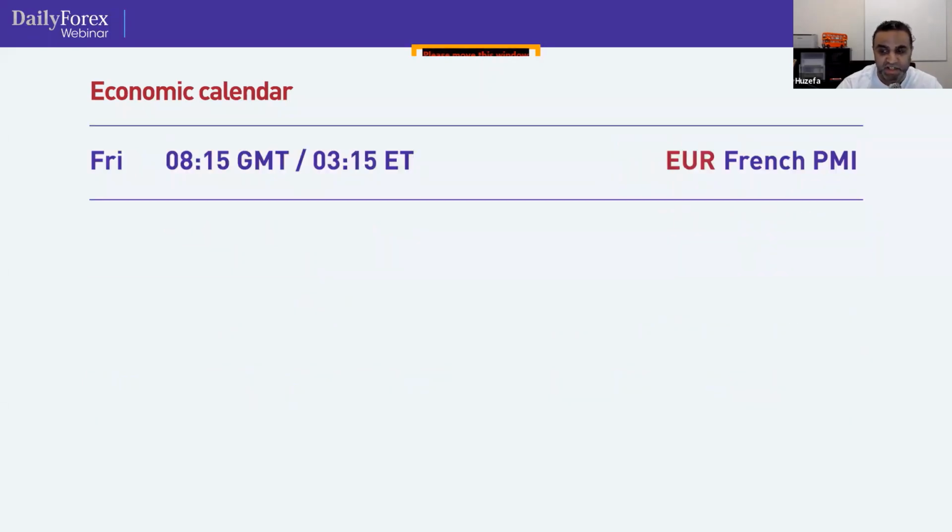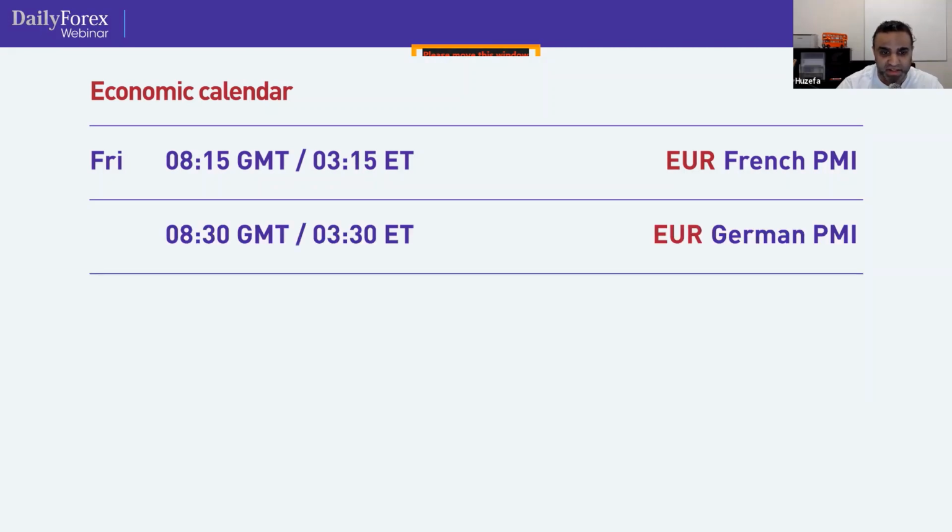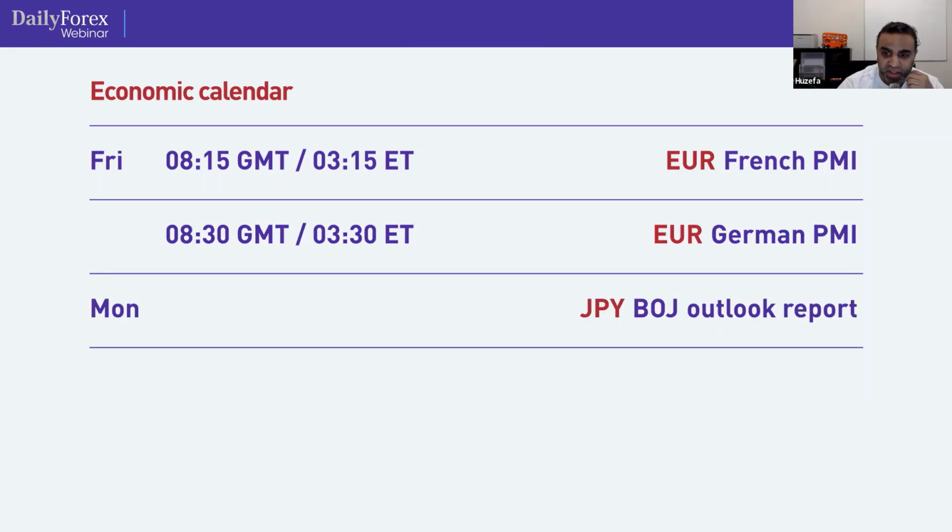Friday, French PMI, which is like a manufacturing index essentially. So it's a key piece of economic data, really tells you how the economy is humming along. And then about 15 minutes after that, the same data is released except for Germany. So it's really good. Friday morning is going to be really a Euro morning.